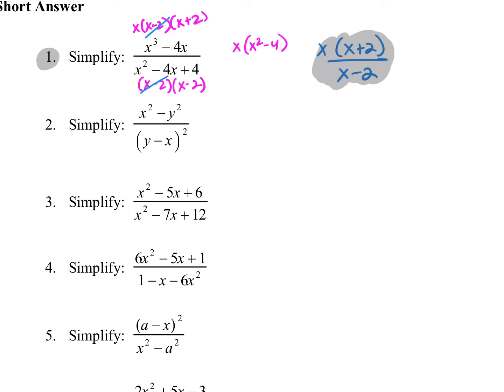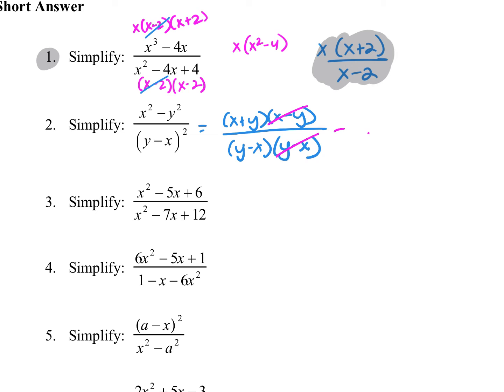Let me do this one. Since this one's got the difference of squares, x plus y, x minus y in the top. In the bottom, there are 2 y minus x's. Can I cancel anything? Are x minus y and y minus x the same things? No, but what can we do with those? One of them gets a negative.